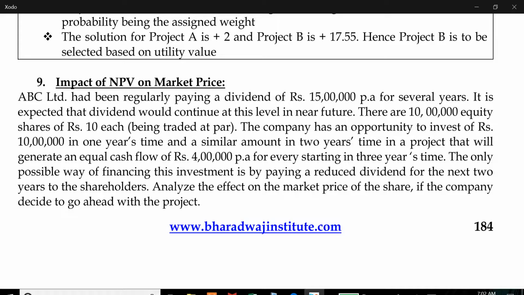ABC Limited has been regularly paying a dividend of 15 lakhs per annum for several years. It is expected that this dividend would continue at this level in the near future. 10 lakh equity shares of 10 each being traded at par. The company has an opportunity to invest 10 lakh in 1 year and a similar amount in 2 years, which will generate 4 lakh every year starting in 3 years, by paying a reduced dividend. Analyze the effect on the market price of the share if the company decides to go ahead with the project.